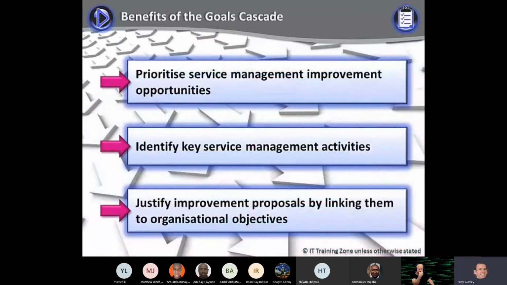The COBIT Goals Cascade mechanism benefits service management in a number of ways. It can help to prioritize service management improvement opportunities, identify key service management activities, and justify improvement proposals by linking them to organizational objectives.